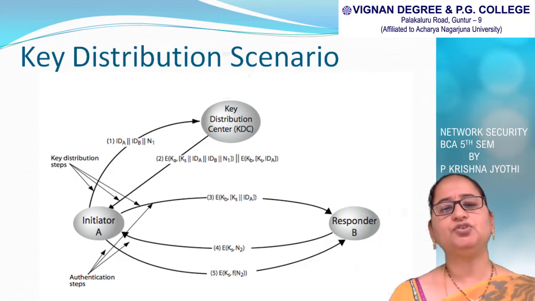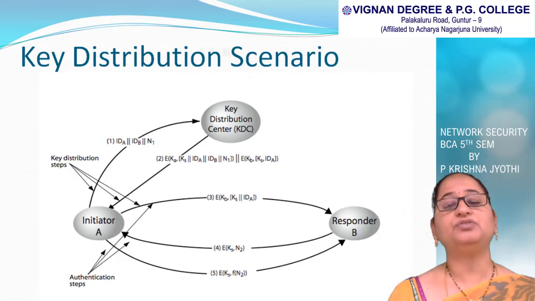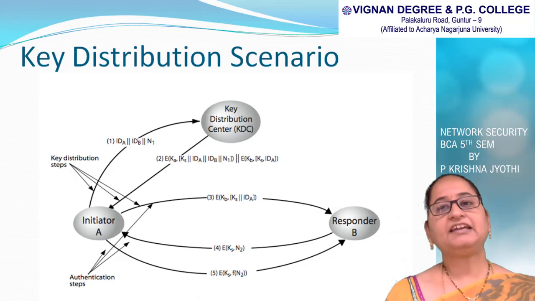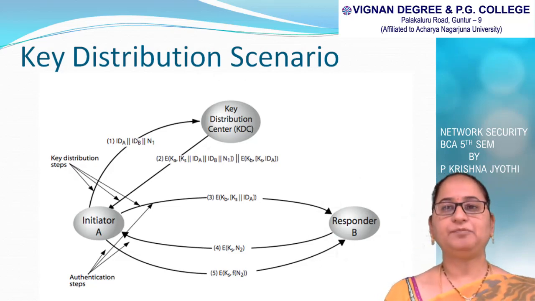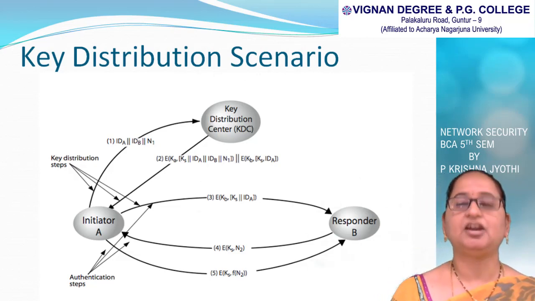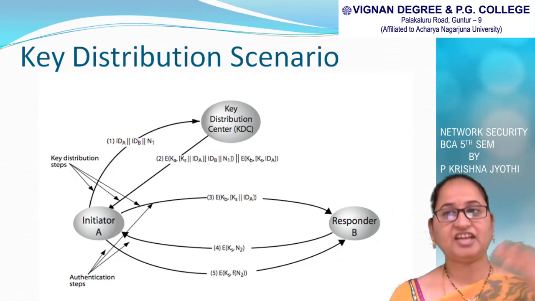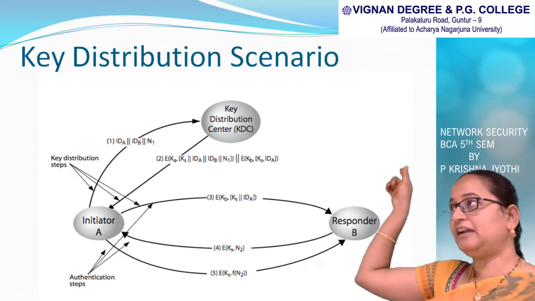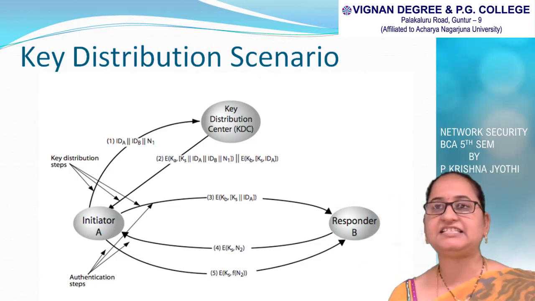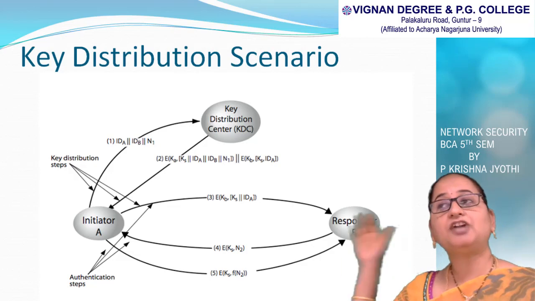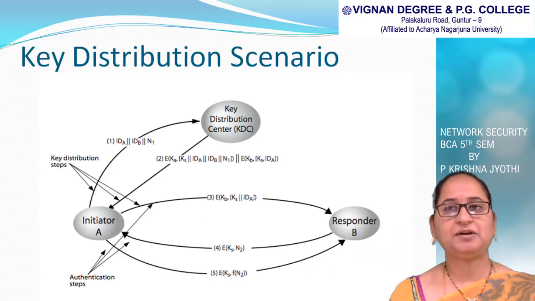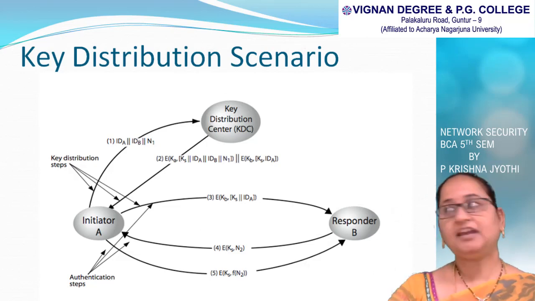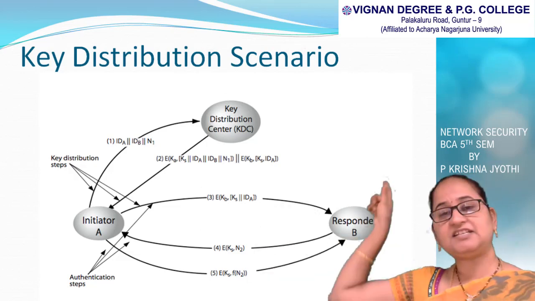What does the KDC have to do? The KDC has to distribute the session key to A so that A can communicate with B by encrypting the messages with the session key. Already we discussed the ways to distribute the session key. In this method, A and B depend upon the trusted party, the KDC, to get the session key. For this purpose, A wants to communicate with B, so A is transmitting the message to the KDC.